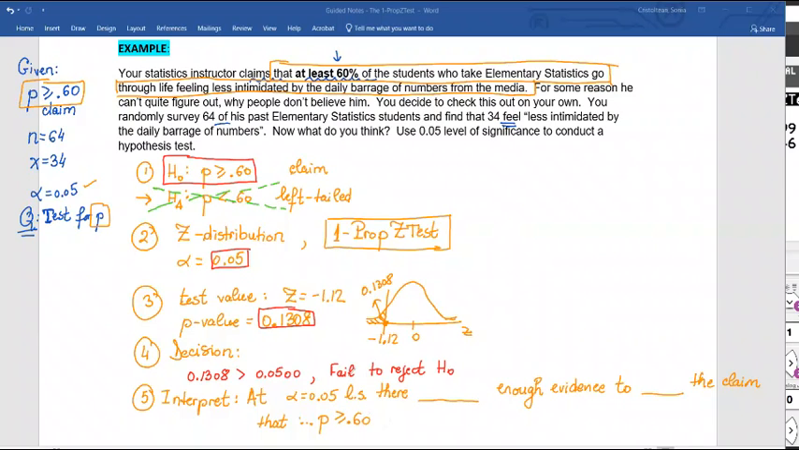When you have failed to reject, you will always have the first part is not. Now, are we rejecting the claim or are we supporting the claim? We are supporting the claim, right? We do not reject the claim. So we do not have enough evidence to reject. We are not rejecting the claim, okay?